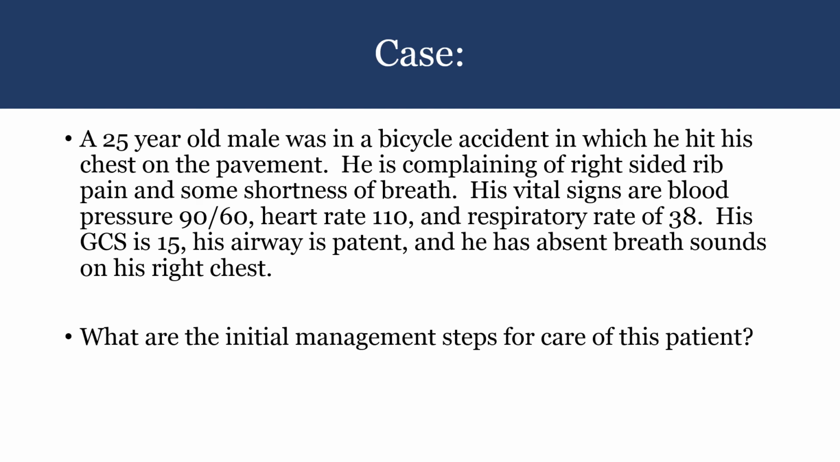So what are the initial management steps for the care of this patient? Remember, ABCs: airway, breathing, and circulation. Once we reach our B, we have seen that this patient has absent breath sounds on the right side of the chest. He hit his chest on the pavement, so it's likely that this patient might have a rib fracture with an underlying hemothorax, and so we need to place a chest tube immediately for this patient.